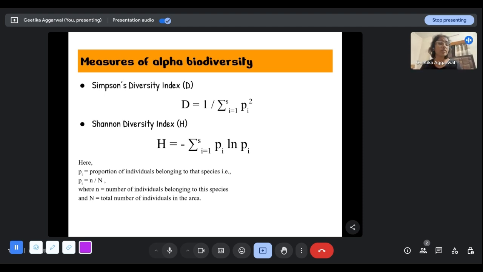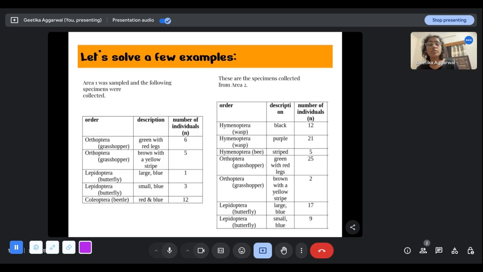So Simpson's diversity index is D equals 1 over the summation of pi squared, i going from 1 to S. And Shannon diversity index H is equal to the negative summation of pi ln pi, and the summation goes from i equals 1 to S again. Pi again is the proportion of individuals belonging to that species, and S is the total number of species present in that area, right? Okay. So these are the formulae for Simpson's diversity index and Shannon diversity index. Now we have the small examples, so we can solve these examples.